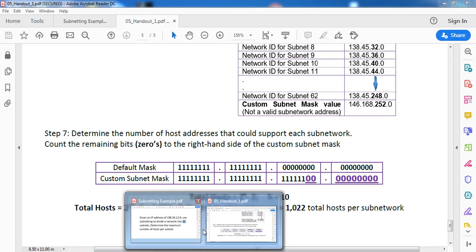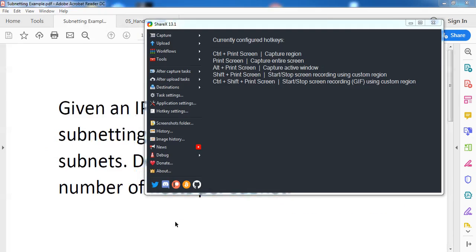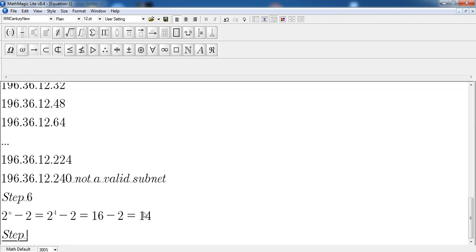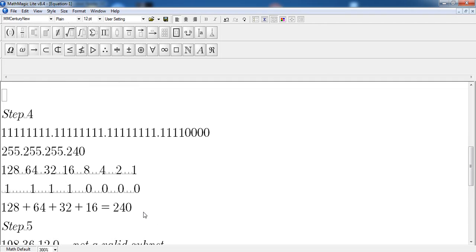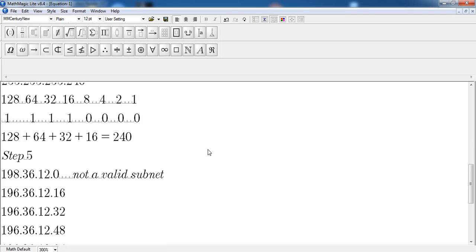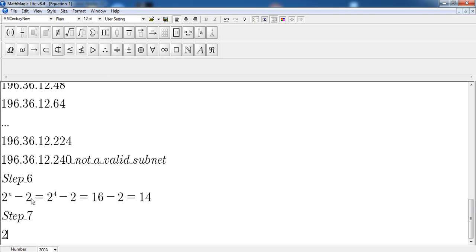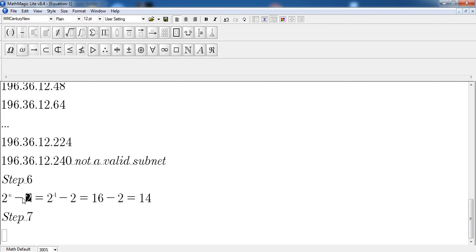So the last step involves looking into the remaining number of bits used for the hosts. So if we look at our custom subnet masks, we still have 4 bits from the original octet that can be used for the number of hosts. So, with that being said, it has the same formula as step 6. So we use 2 raised to n minus 2.